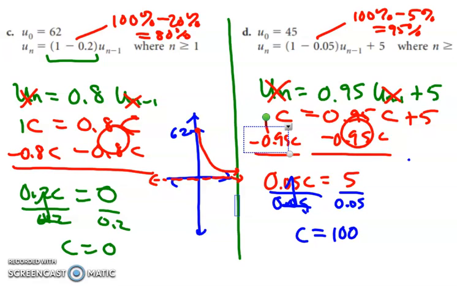So this problem here, starting at 45, and we're going up to 100. And that would be our long run value.